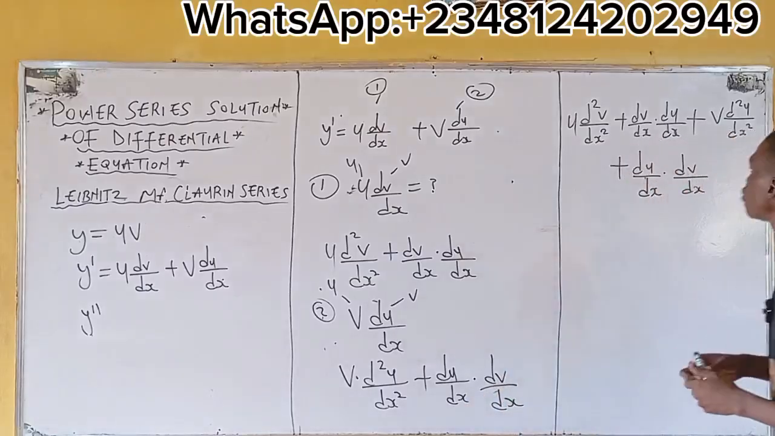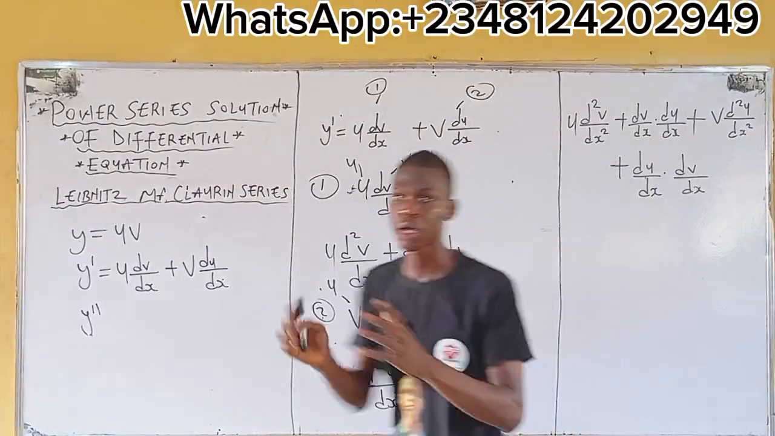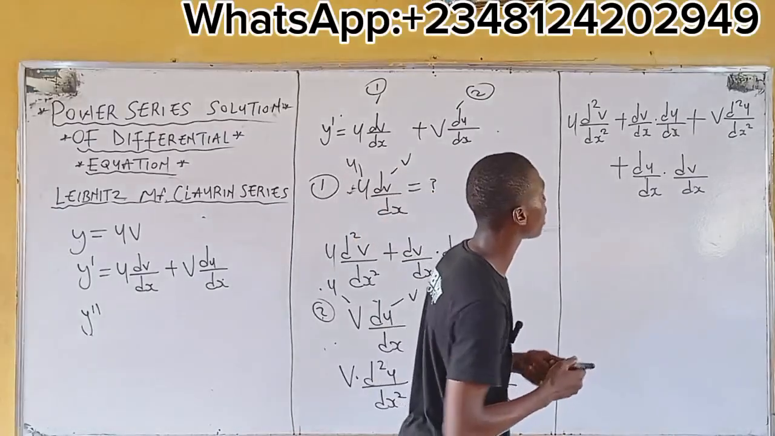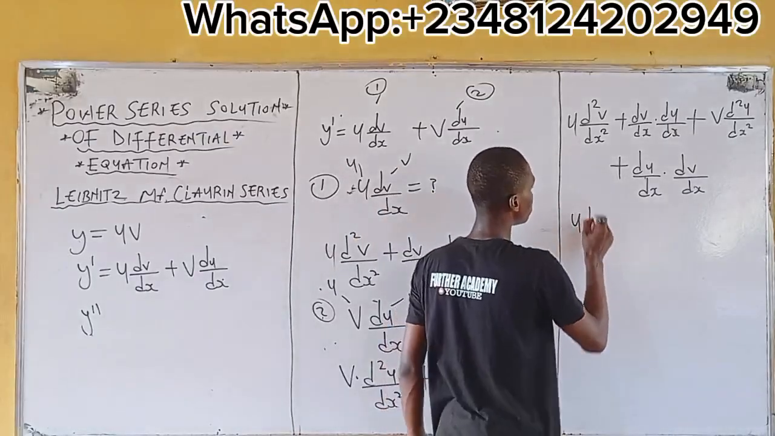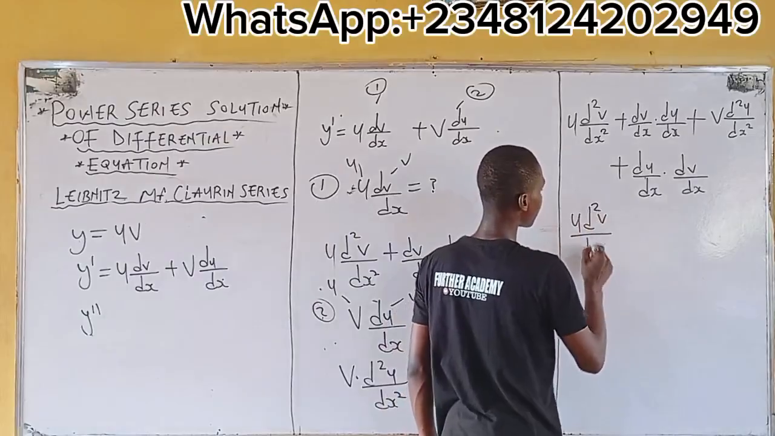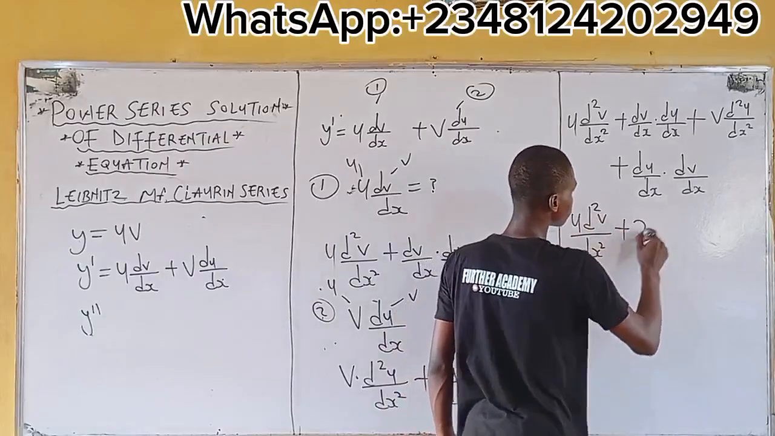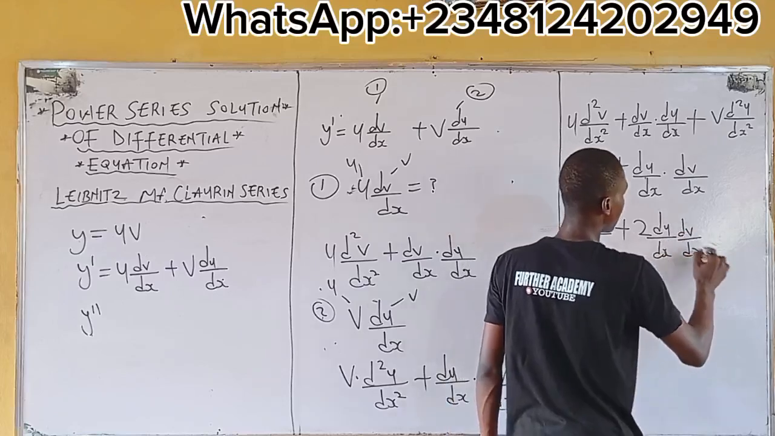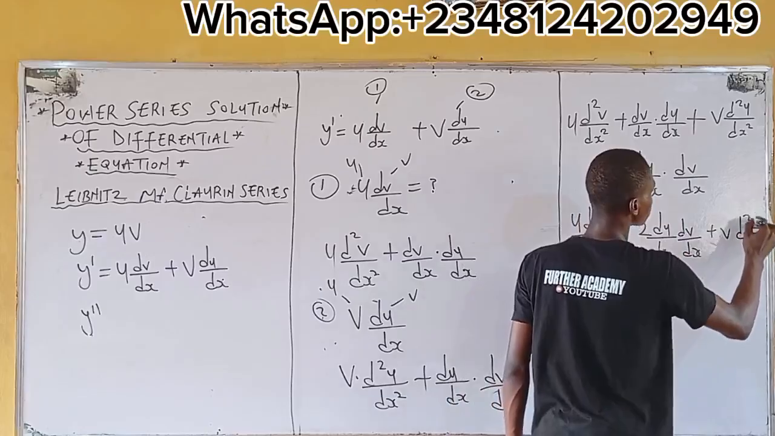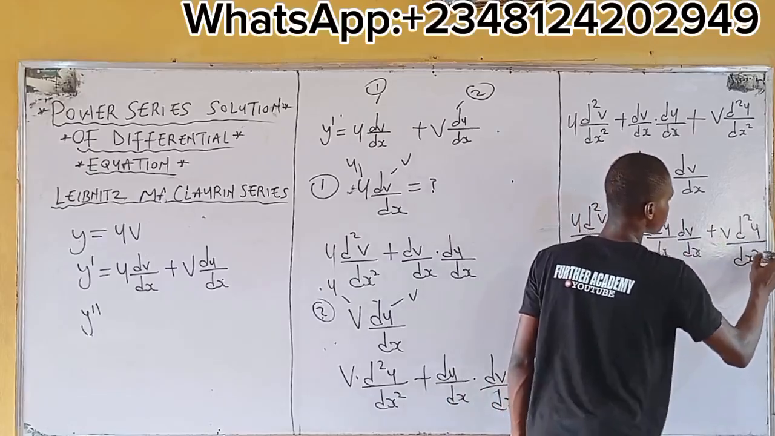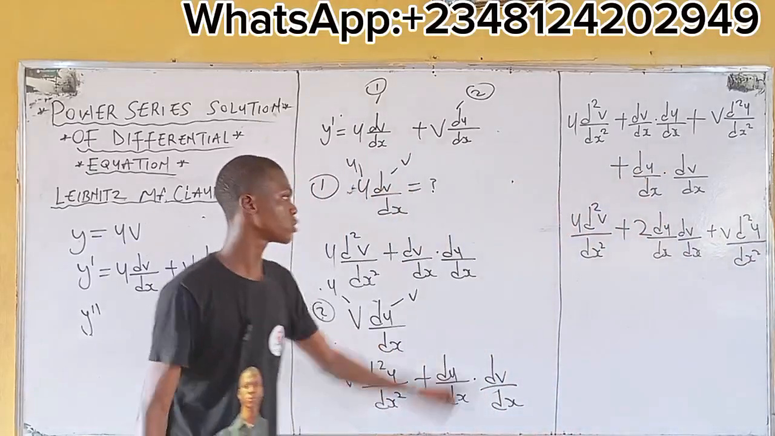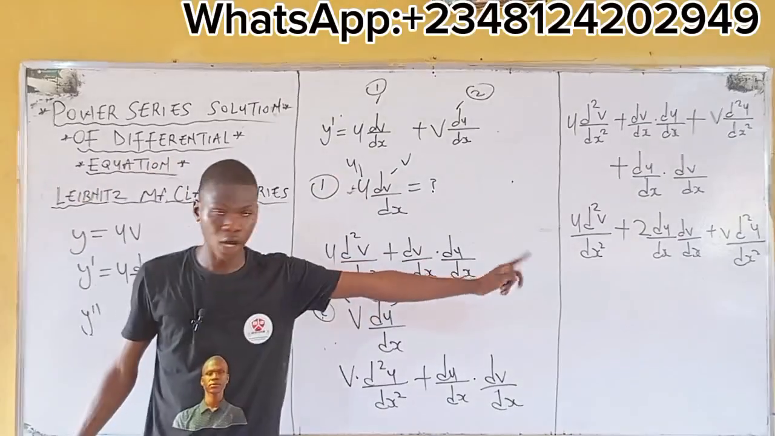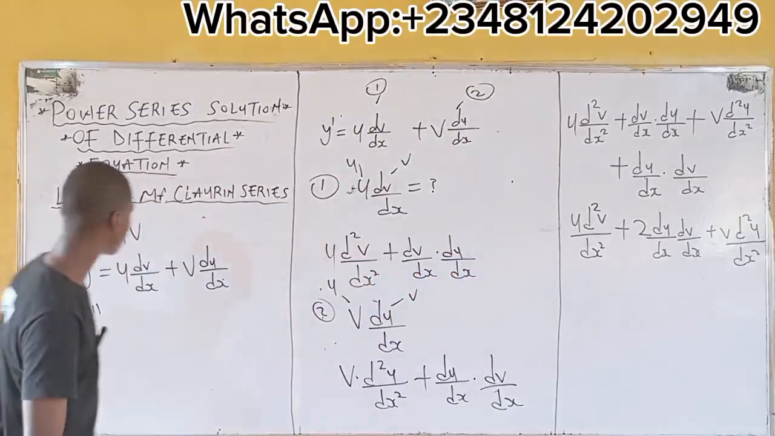Then from here, what do you do from here? Group, right? Collect like terms. Now, collecting like terms, what do we have? It becomes u d²v all divided by dx², plus 2 du over dx dv over dx, plus v d²u over dx². Any question on that? No question. Input values, meaning your second derivative given this function becomes that very guy, right? It becomes that. So let's write.